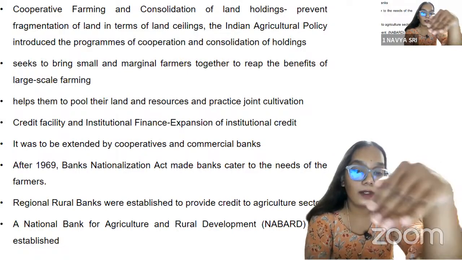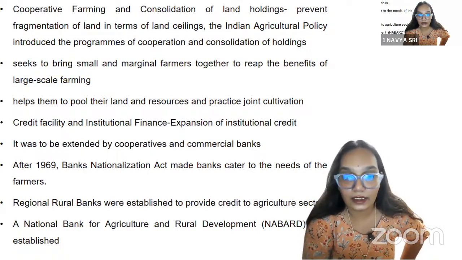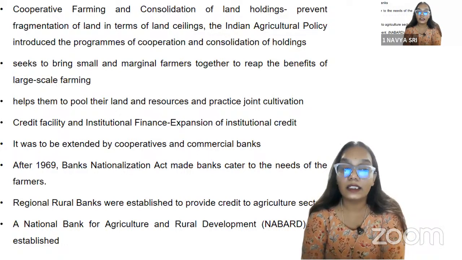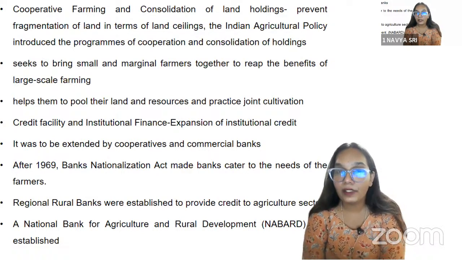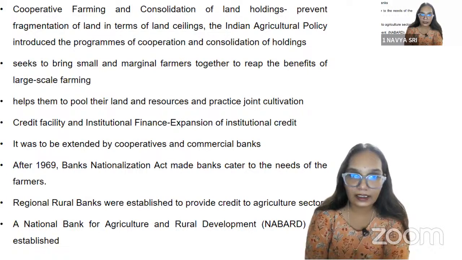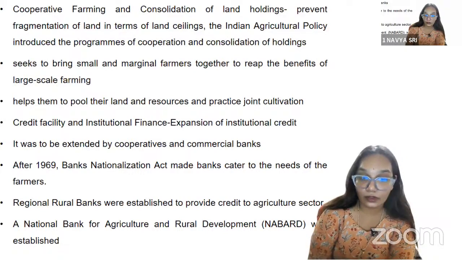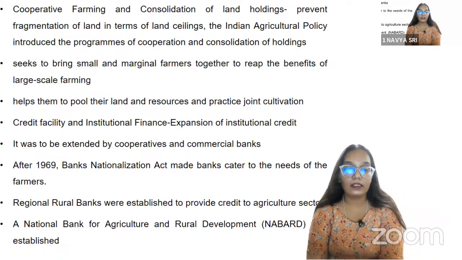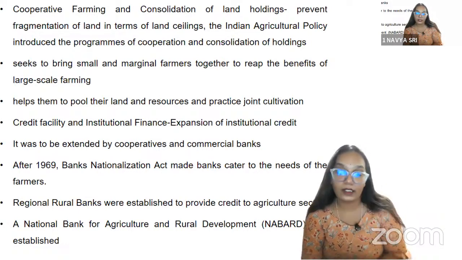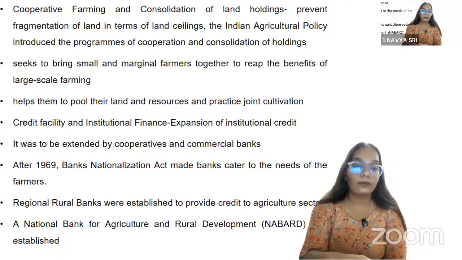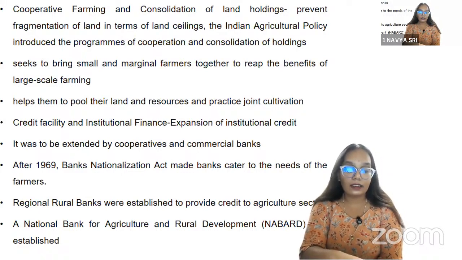So it was extended by cooperatives and commercial banks. And in 1969, the Bank Nationalization Act was made to cater to the needs of farmers. The nationalization of banks led to improved credit facilities for the farmers. Regional rural banks were also established to provide credit to the agricultural sector, and NABARD was also established. NABARD is what? National Bank for Agricultural and Rural Development. So these credit facilities were provided through cooperative banks, commercial banks, regional rural banks, and NABARD.